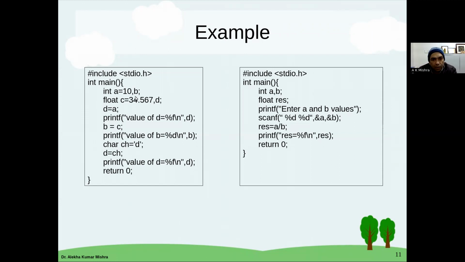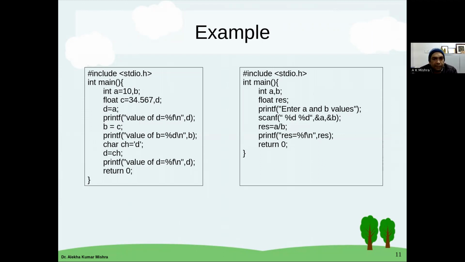A is 10, and the other variable b is declared. Then floating point c is equal to 34.567, and d is declared. Then we write d is equal to a. Whatever the value of a, 10, is now expressed as a floating point value, so d will be 10.0. It is the same value, but 10 is represented as a floating point value. When you print a floating point value, it shows 6 decimal places, so it will print as 10.000000.